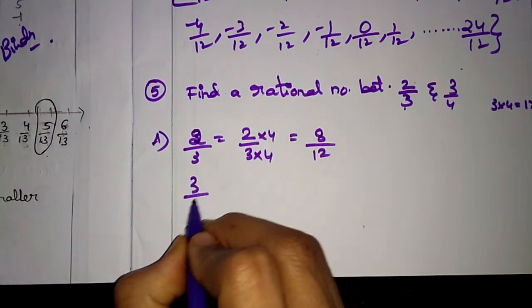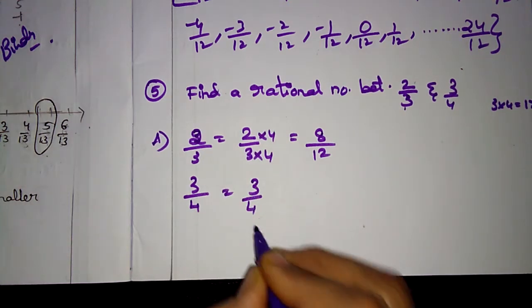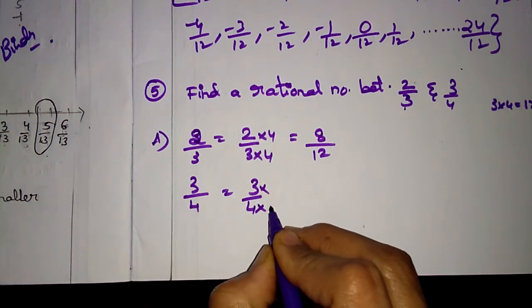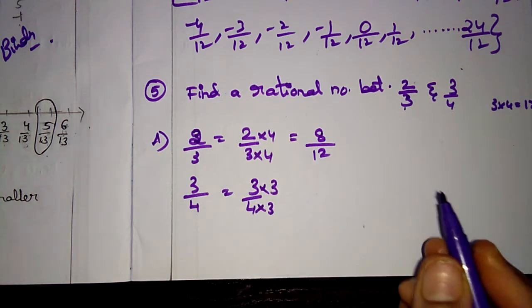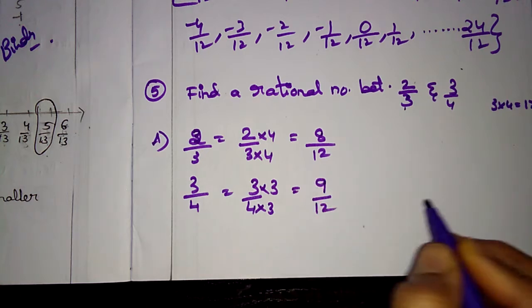Next, 3 by 4 is there. Yes, 3 by 4. You have to make this 4 as 12. So 4 into which number is 12? 4 3s are 12. So up also multiply with 3. 3 3s are 9, 4 3s are 12.